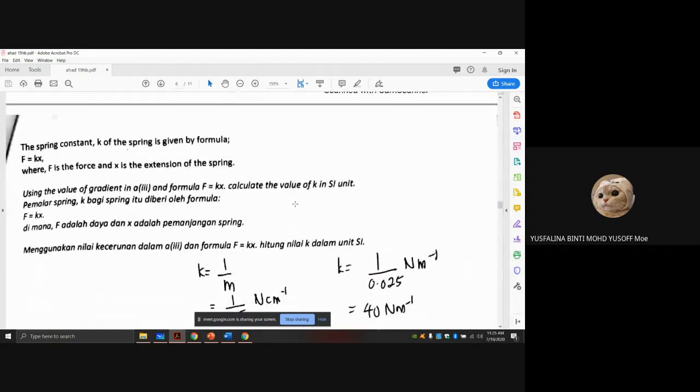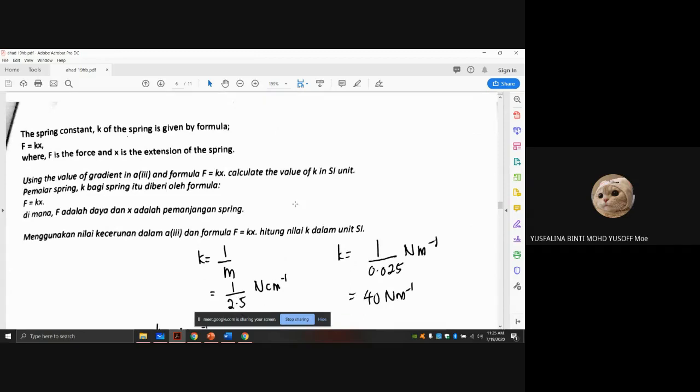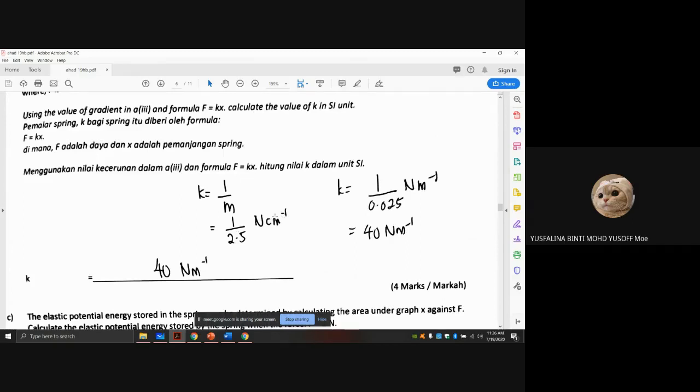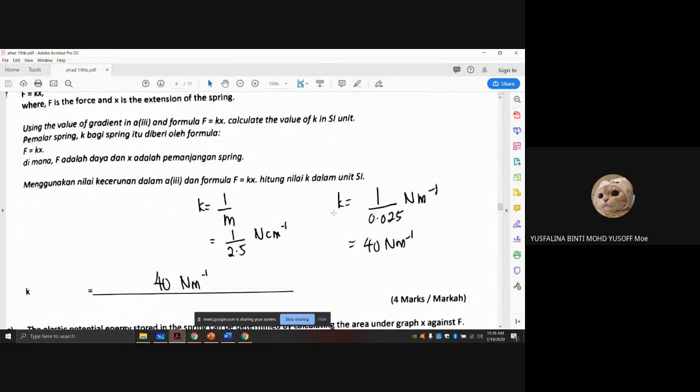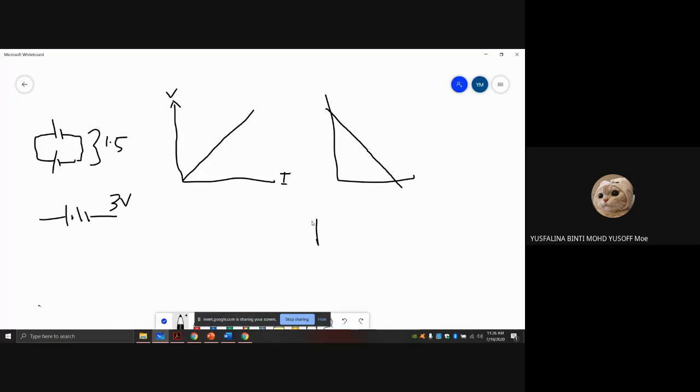Alright, the next one says the spring constant k of the spring is given by the formula F equals kx. So it says here, using the value of the gradient and the formula F equals kx, calculate the value of k in SI unit. That means you have to change the centimeter here to meter. Actually, you know the formula F equals kx.